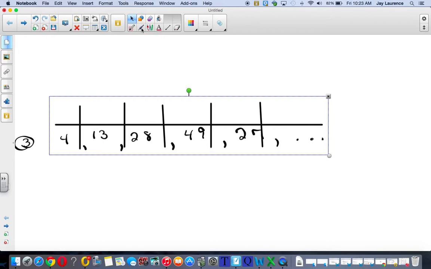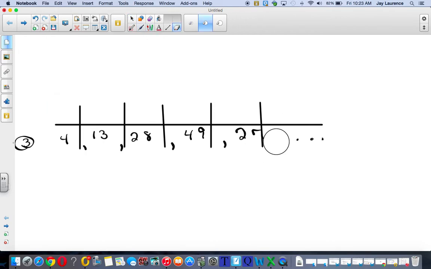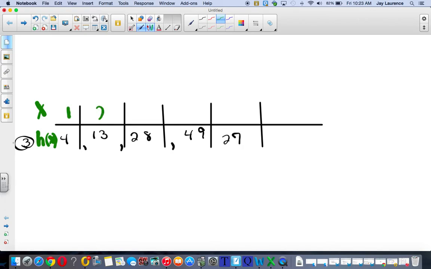Okay, and let's see here. I'll rewrite that 27. And we'll call this one h of x. All right, so this will be h of x, and that'll be x. And of course, we have 1, 2, 3, 4, 5, and n. All right, so let's go find our differences here.